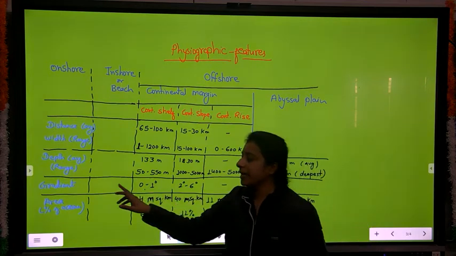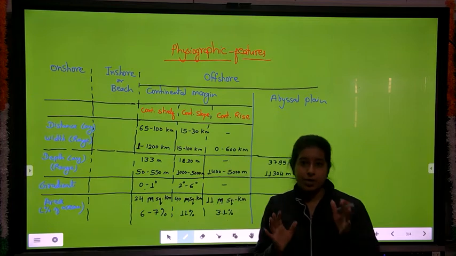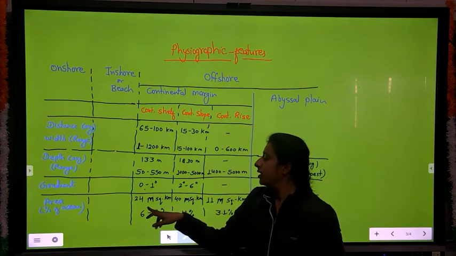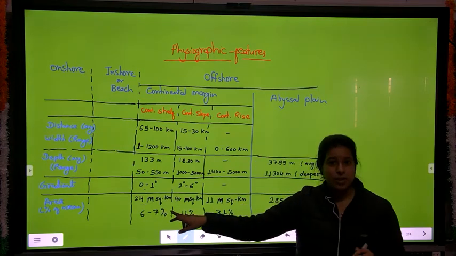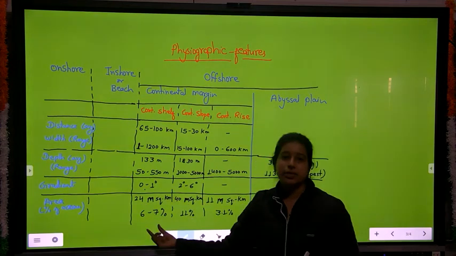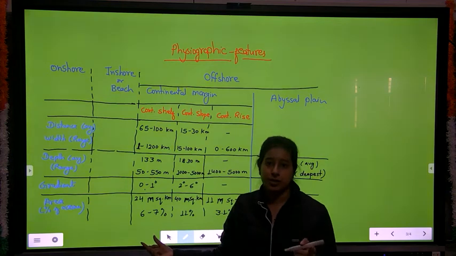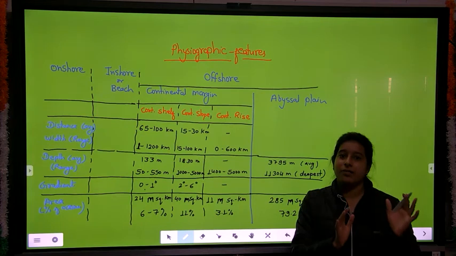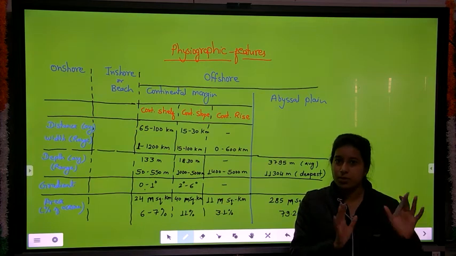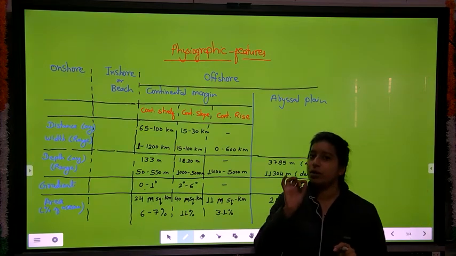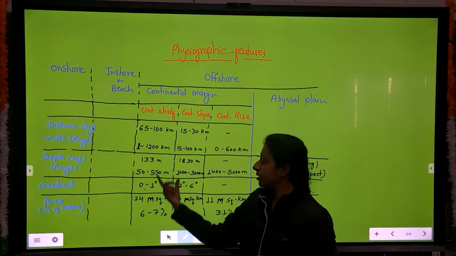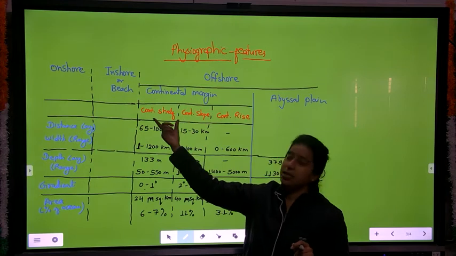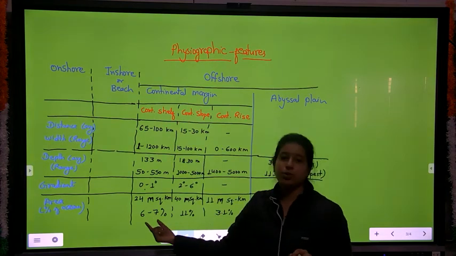Okay, and the area of ocean covered by the continental shelf is about 24 million square kilometers, and it is about 6 to 7% of the total ocean. Here I am not talking about the part which is covered by the land or the earth, the total earth. I am talking about the whole ocean. The percentage area covered by the continental shelf is about 6 to 7%.